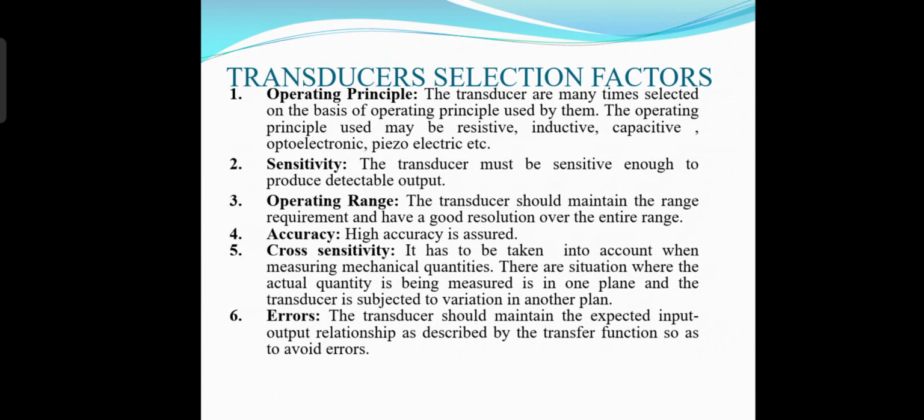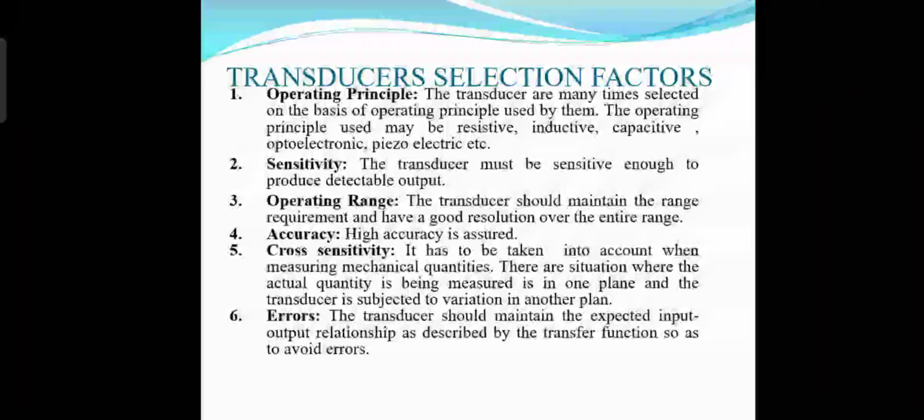The next one is sensitivity. The transducer must be sensitive enough to produce detectable output. Operating range: the transducer should maintain the range requirement and have a good resolution over the entire period of usage. The next is high accuracy. Accuracy plays a vital role in selecting a transducer. The transducer should possess high accuracy.